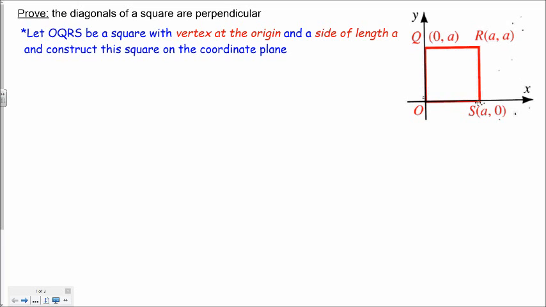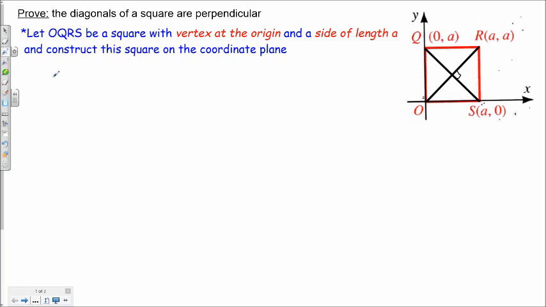I go down A units vertically to get my coordinate (A, 0), and that also gives me a side of length A. So I have four congruent sides, and they are perpendicular to each other because they are composed of horizontal and vertical lines. Once I have that, I'm going to use this diagram and my coordinate geometry formulas to prove that the diagonals of a square are perpendicular. So I'm going to go to my diagram and create diagonal QS and diagonal RO, and my goal is to show that these two diagonals are perpendicular.